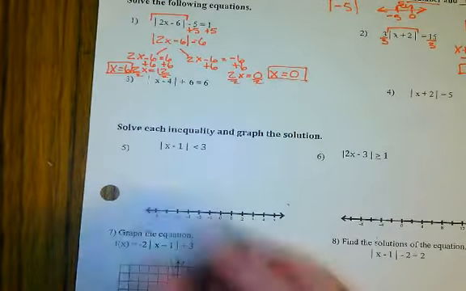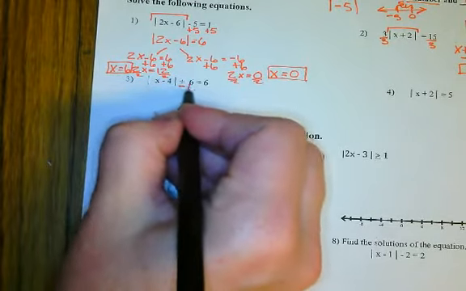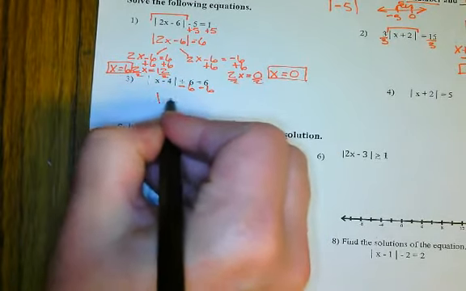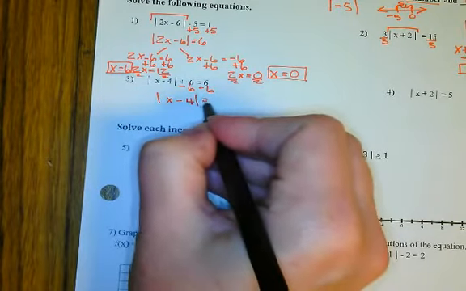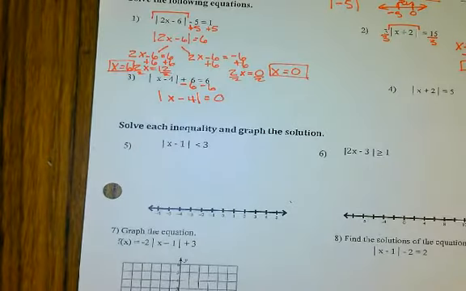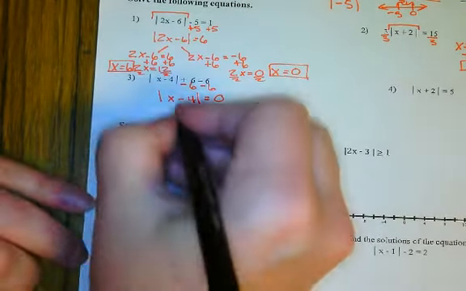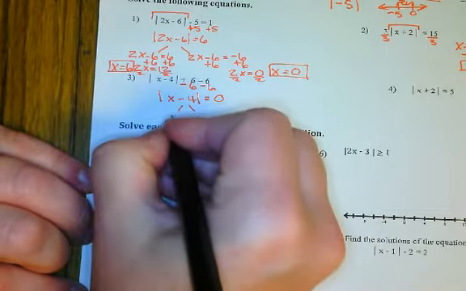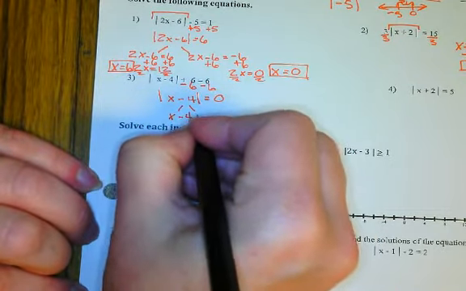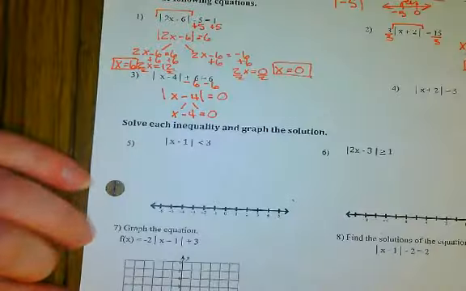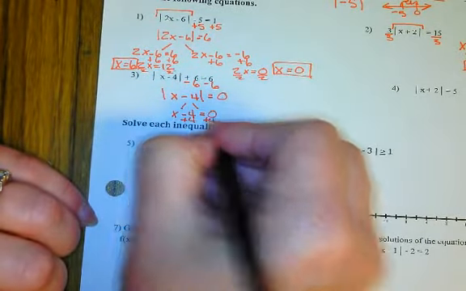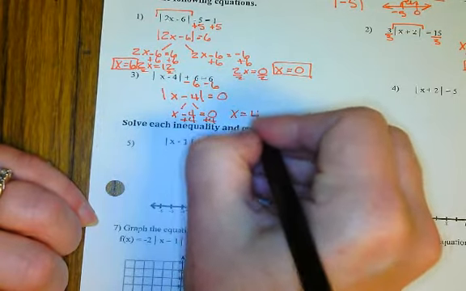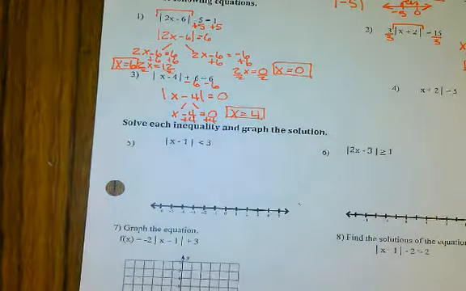Alright, on the next one, again, I got to isolate the bars. I got to get rid of this minus 6. That gives me the absolute value of x minus 4 equals 0. Now, 0 is neither negative or positive. So if you isolate the bars and equal 0, there's actually only going to be one solution, because I can't break it up into a positive 0 or negative 0. I only have 0. So if I add 4, I would have x equals 4. There's only one solution here.